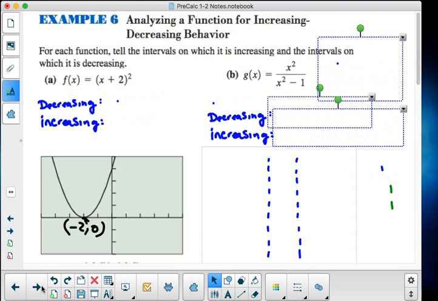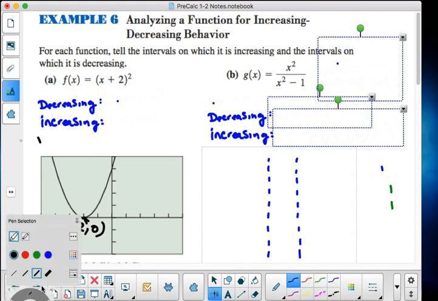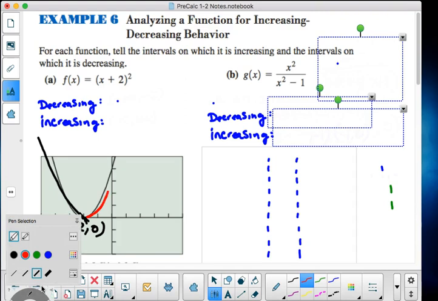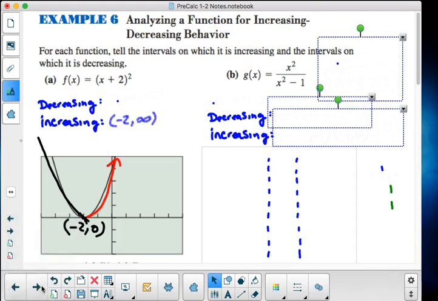So remember, from left to right, this function decreases from negative infinity to negative 2. This function increases from that point up, from negative 2 to infinity. So I should have those values coming out. Does it make sense? Are there any follow-up questions?